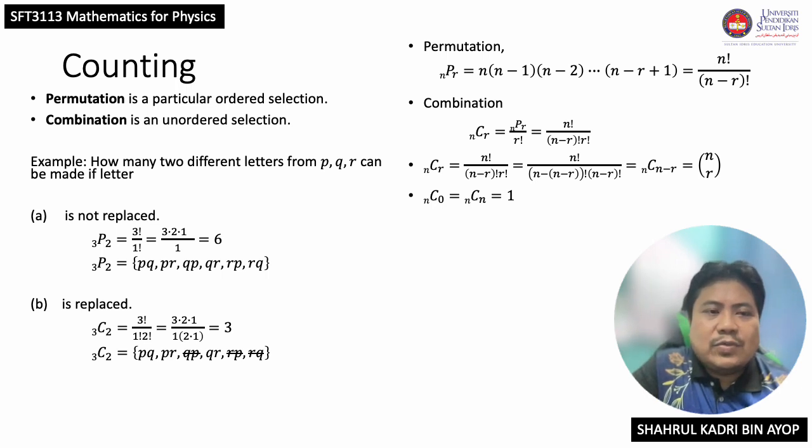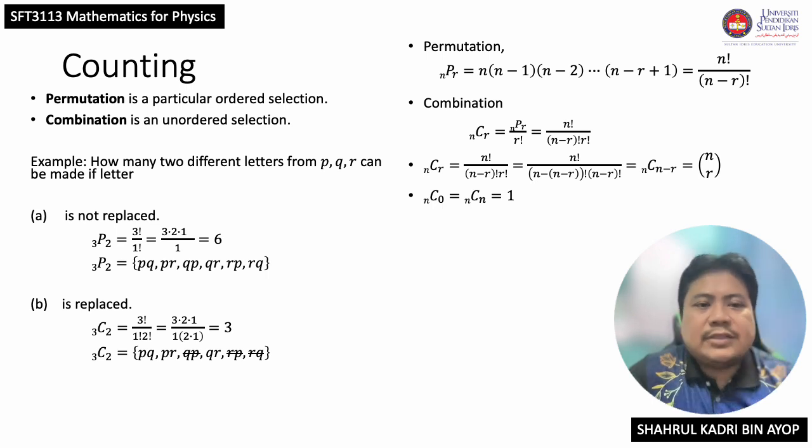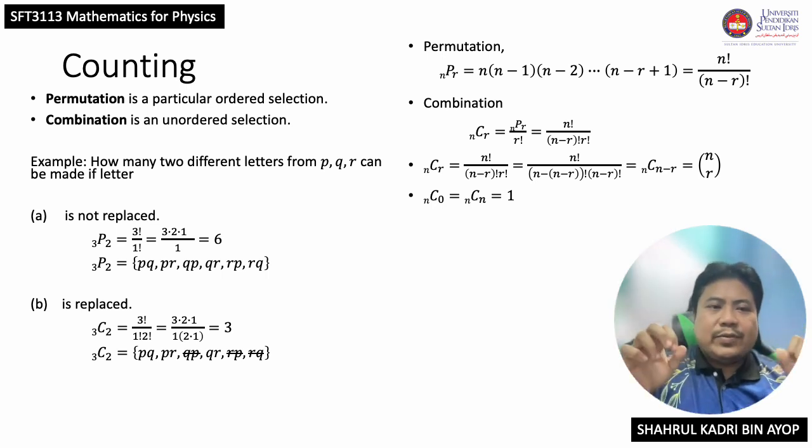There are two kinds of selection. We call them permutation and combination. A permutation is a particular ordered selection, and a combination is an unordered selection. For example, how many two-letter arrangements of the letters P, Q, R can be made if a letter is not replaced? So you have P, Q, R.